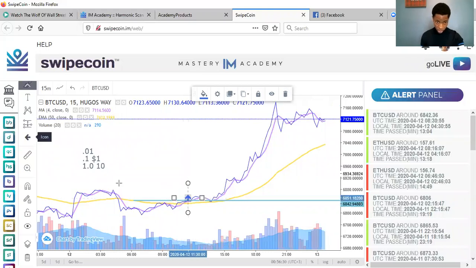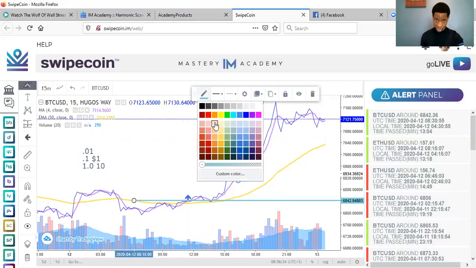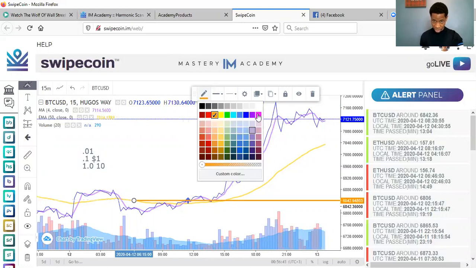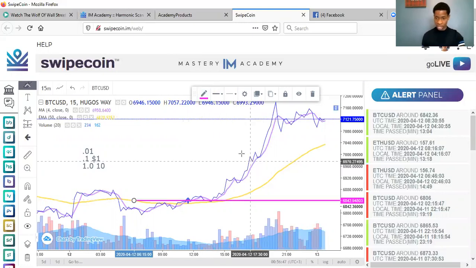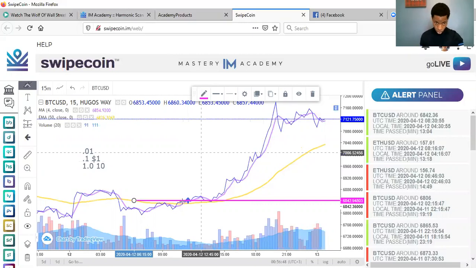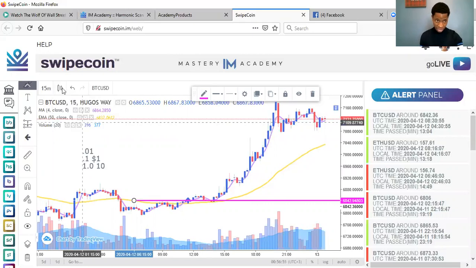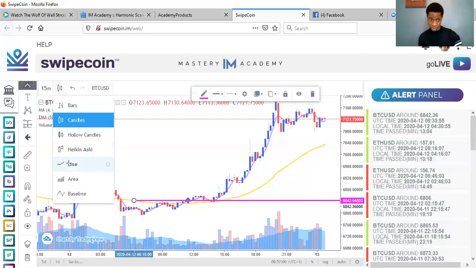So usually what I do, I put this right over here. It's pretty much just a horizontal indicator line. I'm going to put it as gold. But since that one is gold, let's put it as another color, a nice pink. So at this point, the first thing I do when I go into it, because initially it's a candlestick, is I actually change it to a line. So it's less noise, less confusion.